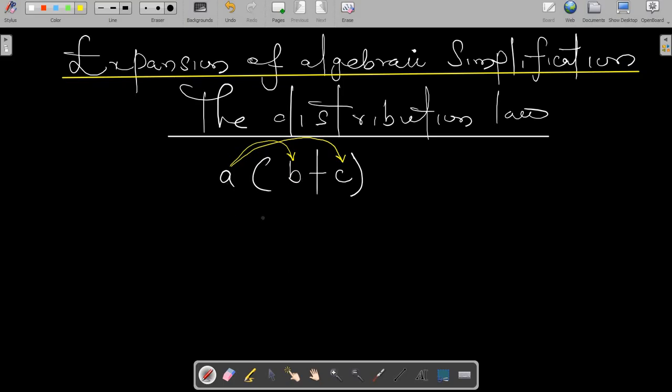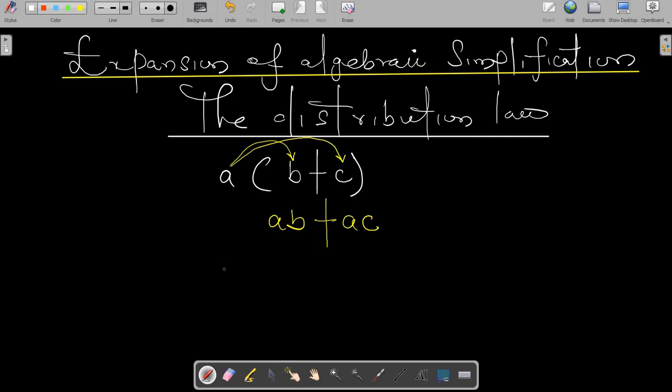A times B will surely give us AB, and A times C will surely give us AC. So that's what we call distribution law. We can call it expansion. We can also use the term removing of brackets.